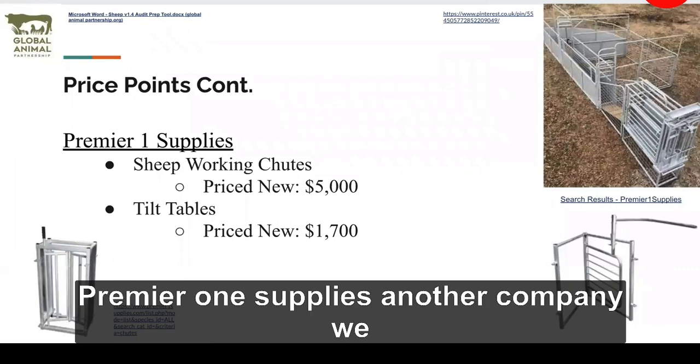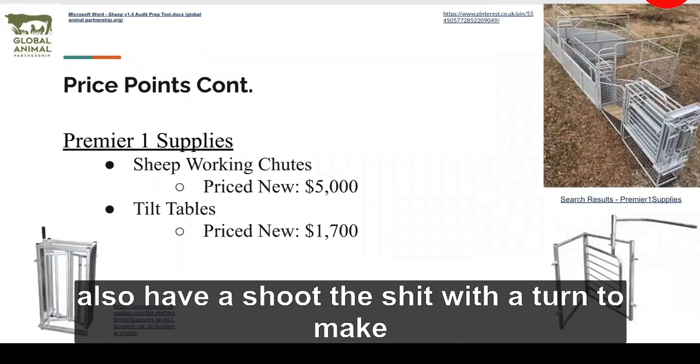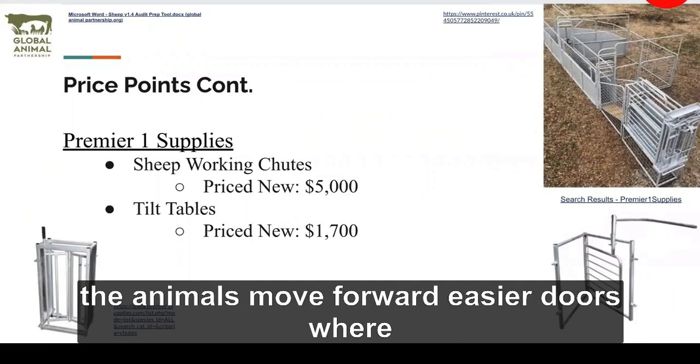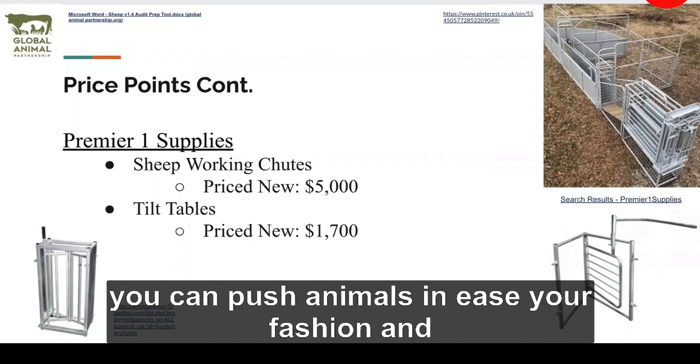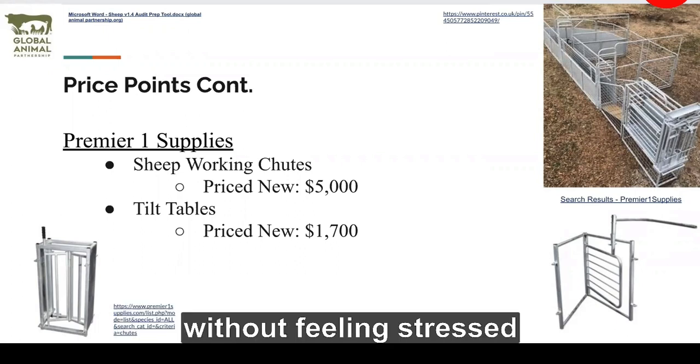Premier One Supplies is another company we looked at when looking at animal welfare. They also have chutes with a turn to make the animals move forward easier, doors where you can push animals in an easier fashion, and ways for animals to go back to their pens without feeling stressed.